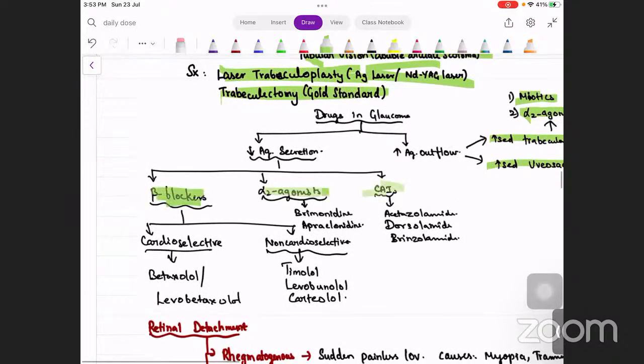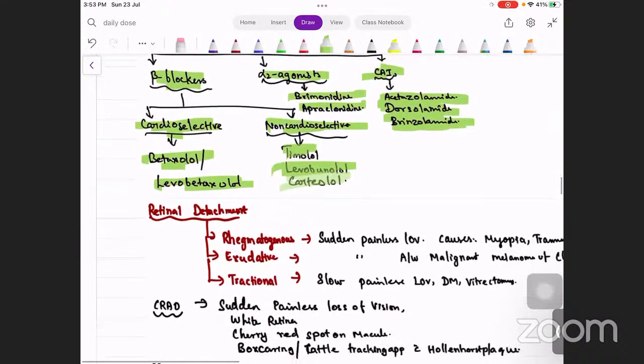and CAIs. CAIs are your acetazolamide, dorzolamide, and brinzolamide, and so on. While alpha-2 agonists are brimonidine and apraclonidine. Apart from that, beta blockers are cardioselective and non-cardioselective. Cardioselective beta blockers used for glaucoma are betaxolol and levobetaxolol, while non-cardioselective are timolol, levobunolol, and carteolol. Okay, then you have retinal detachment.